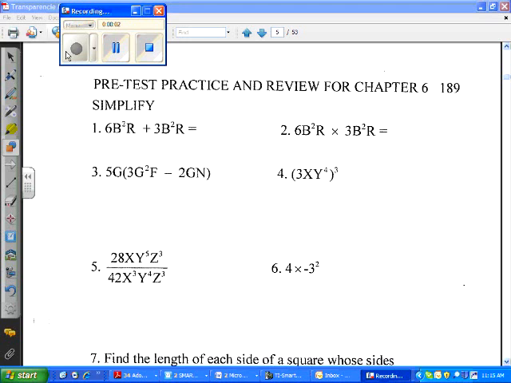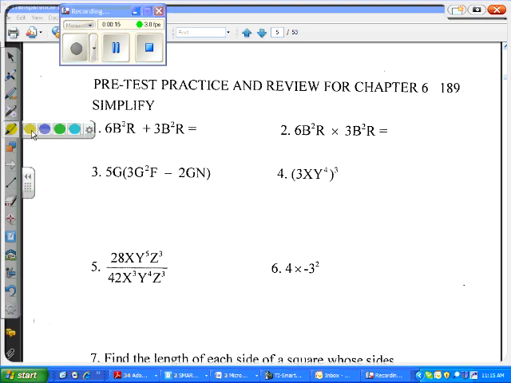Going over the pretest practice and review for Chapter 6. I just call this the Chapter 6 review normally. What we're going to do is focus on the operation as usual. We kind of have a mixture of operations and a mixture of rules. This is a summary of exponential law.